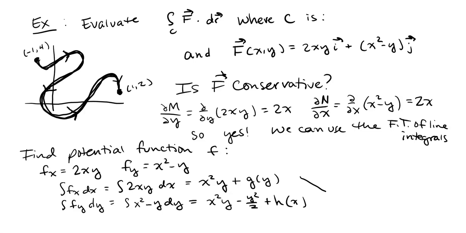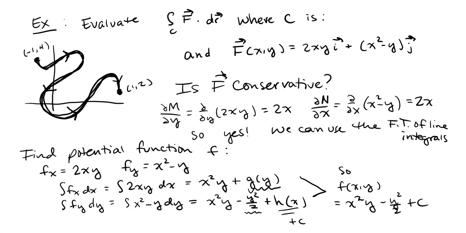So now we want to equate those two functions and look at for what would g of y be. So we can see g of y would need to be this y term that shows up that we don't have up top, and then h of x is just going to be plus a constant. So the g of y would have that plus a constant as well. But then otherwise we've got the x squared y term in both of them. So f of x, y is going to be x squared y minus y squared over 2, and then plus some constant c.